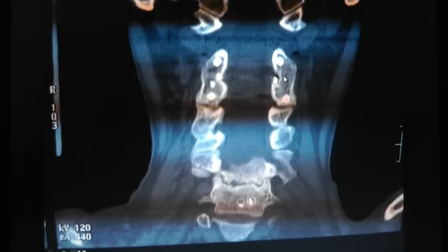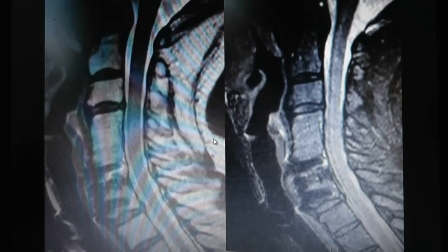And is C2, C3 fused? Yes. And what do you think of C6, C7? Not fused. And how about this? Is this posteriorly fused? Can't tell. Probably not. That's fair enough. All right. What do you think of the MRI now, Adam?